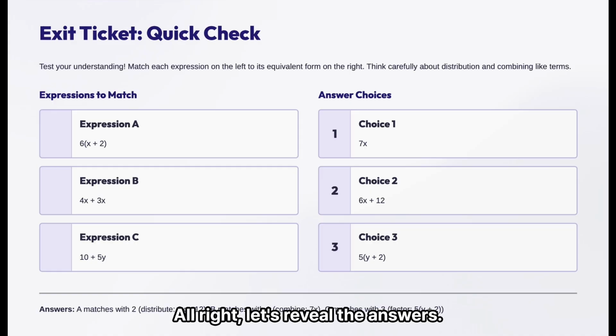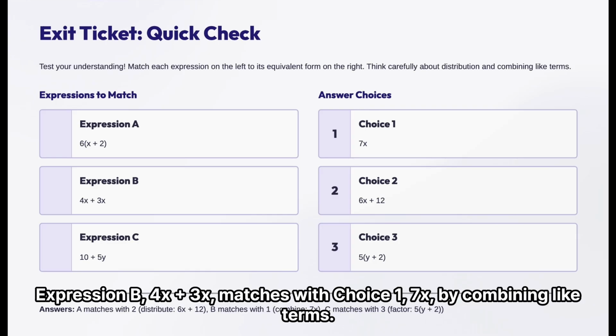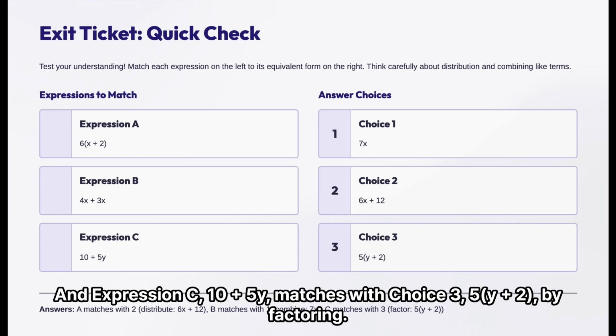Alright, let's reveal the answers. Expression A, 6 times x plus 2, matches with choice 2, which is 6x plus 12, using distribution. Expression B, 4x plus 3x, matches with choice 1, 7x, by combining like terms. And expression C, 10 plus 5 times y, matches with choice 3, 5 times y plus 2, by factoring.